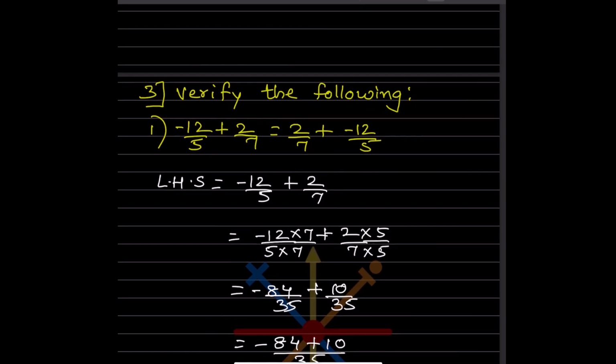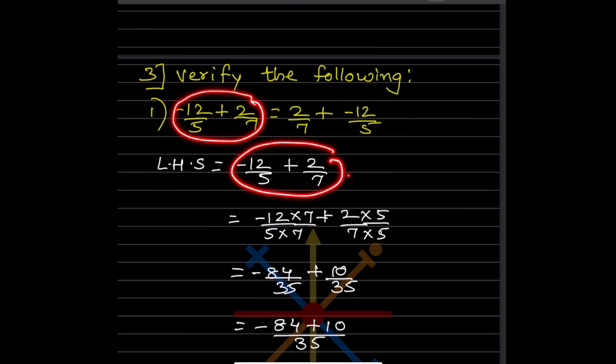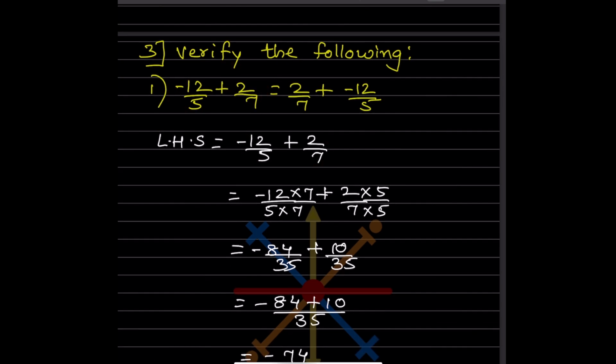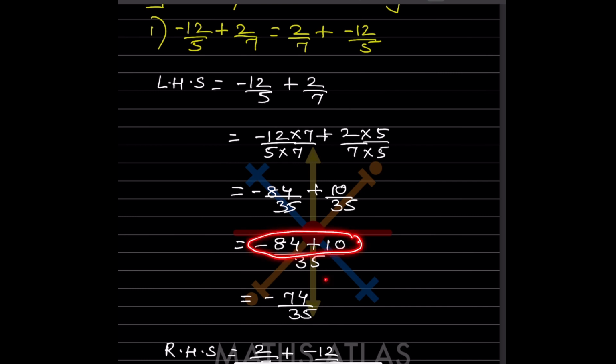Now here we have to verify the following. Minus 2 by 5 plus 2 by 7 is equal to 2 by 7 plus minus 2 by 5. So now this is the left hand side. Let us take the left hand side first. So same thing here. We have to take the LCM, what we did in the previous problem. The LCM will be 35. So 12 7s are 84 and this will be 10. So because this is negative, so negative 84 by 35 and 10 by 35. Minus 84 plus 10 by 35. So that will be minus 74 by 35.